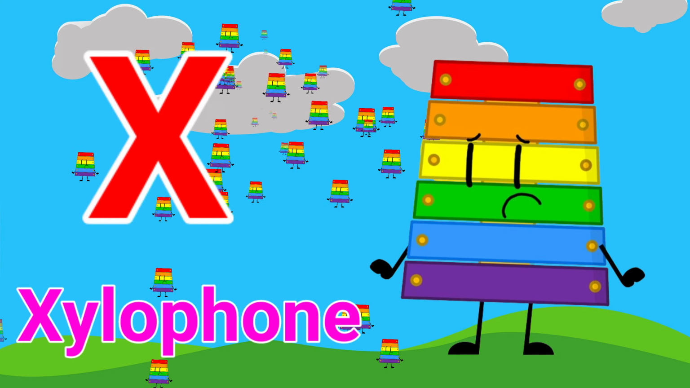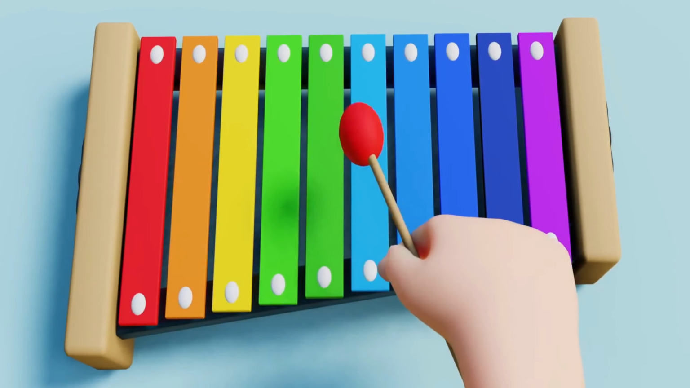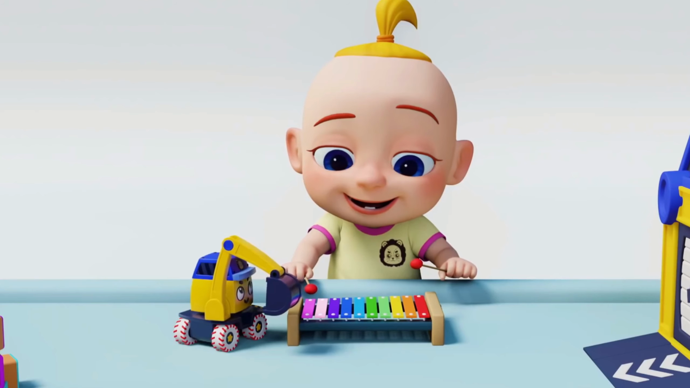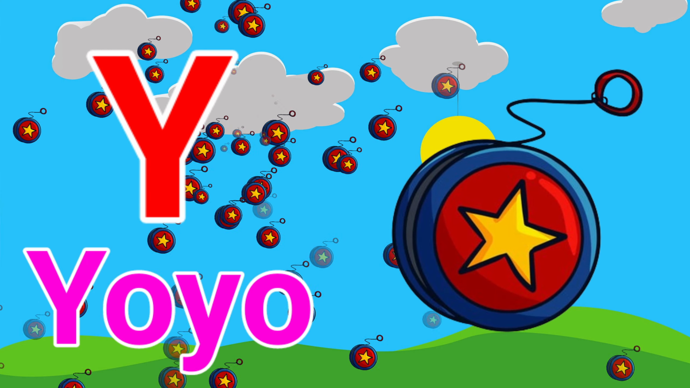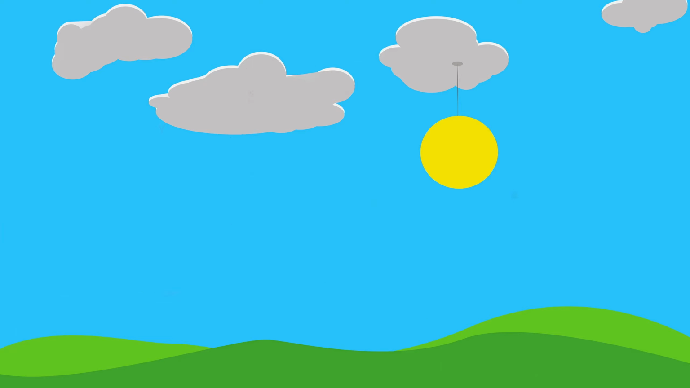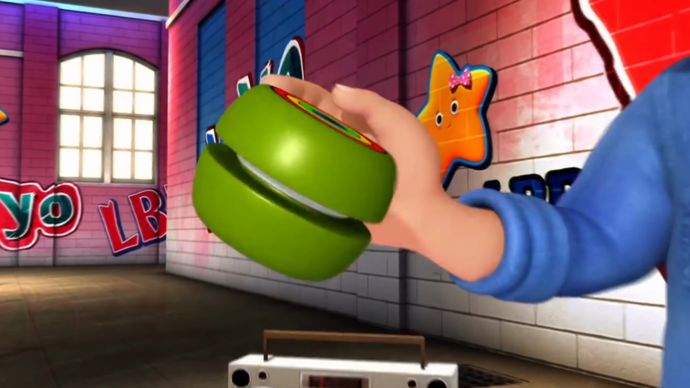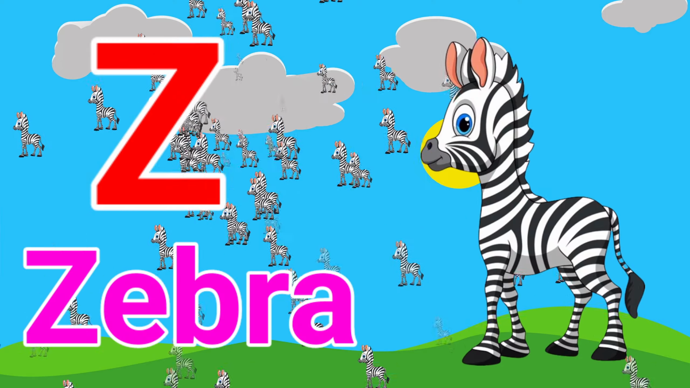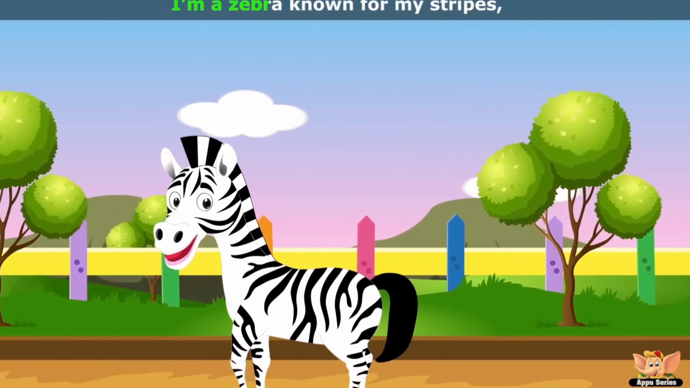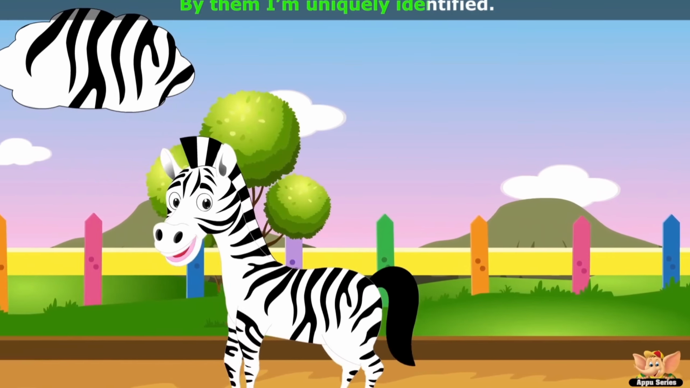X is for xylophone. Y is for yo-yo. Low, high, low, low. Let it zoom. Let it spin. Z is for zebra. I'm a zebra known for my stripes. By them I'm uniquely identified.